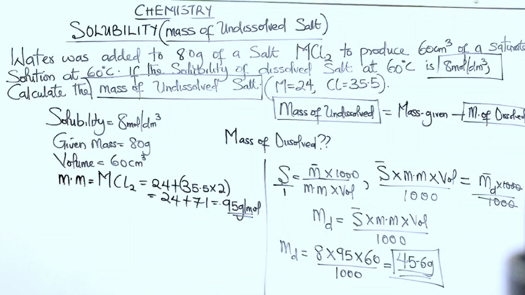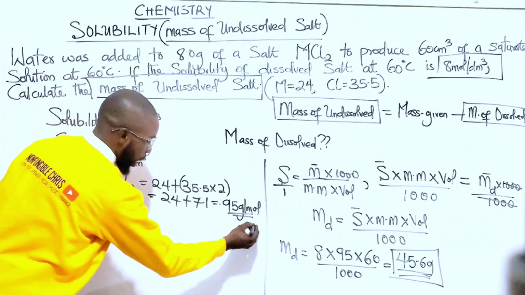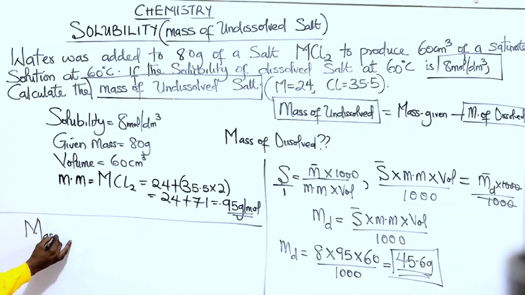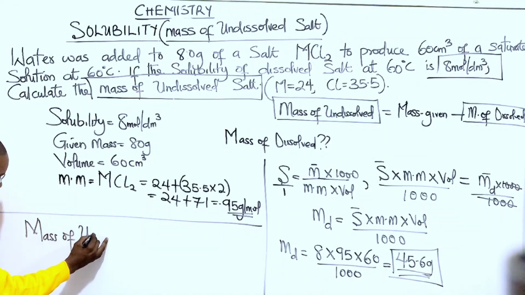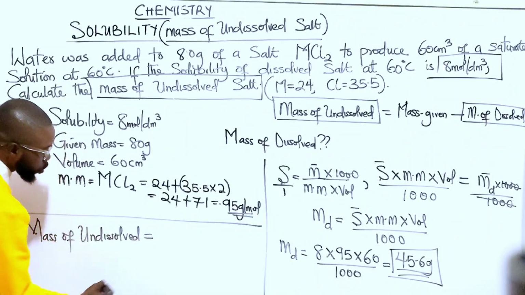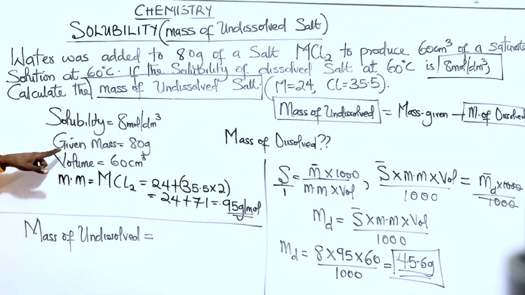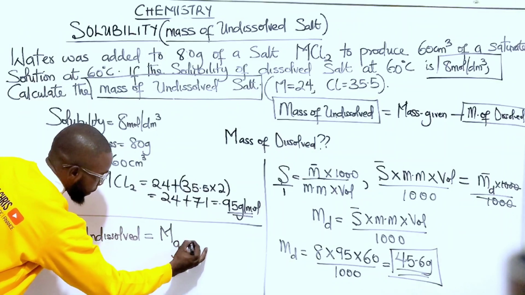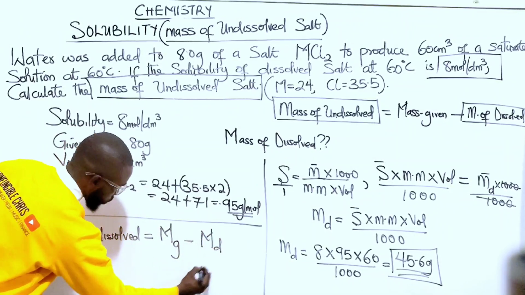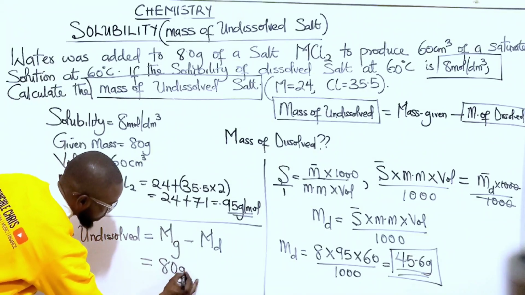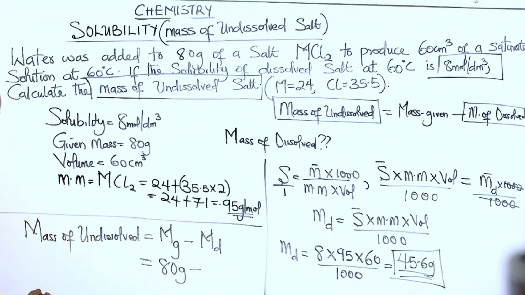So then, how do we get our mass of undissolved? Like we said, mass of undissolved is equal to mass given. The given mass is 80 gram, right? Minus mass of dissolved. That becomes 80 gram minus 45.6 gram, our mass of dissolved.